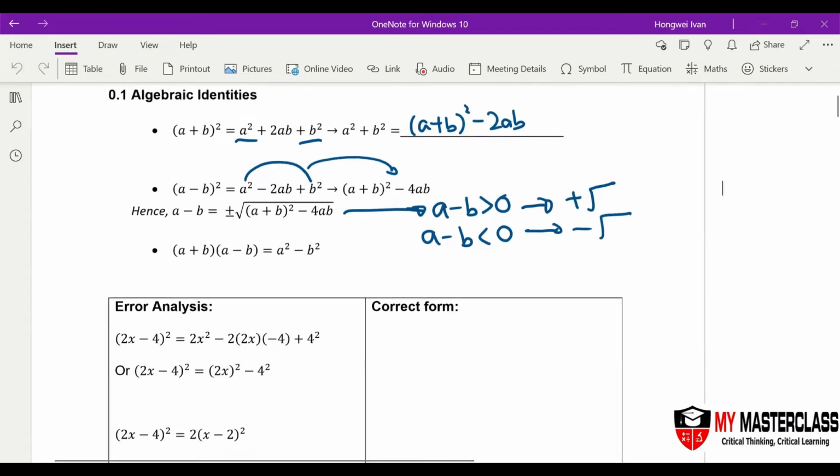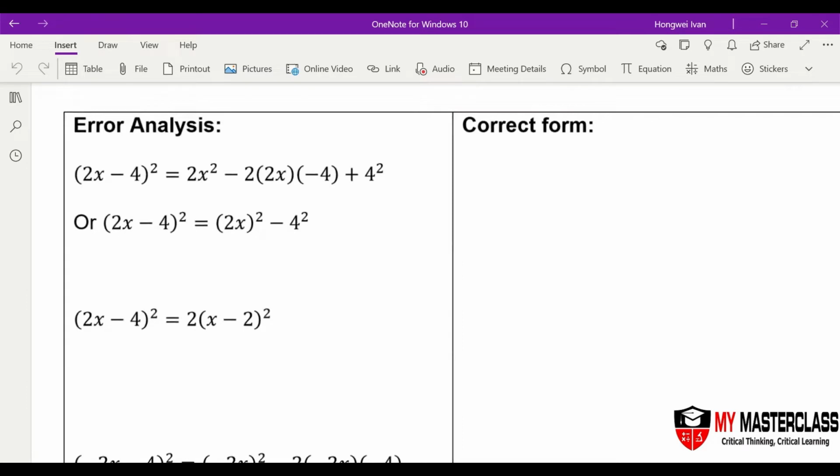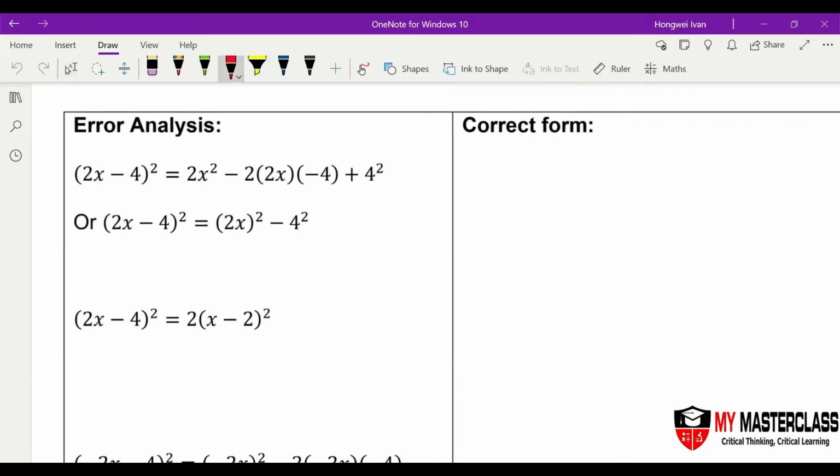Okay. So another very common thing we are doing now is called error analysis. That means I give you something that is wrong, right? Can you spot the thing that is wrong? Okay, 2x minus 4 bracket square is equals to, so these students write this.